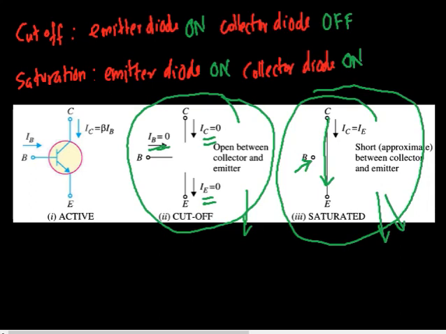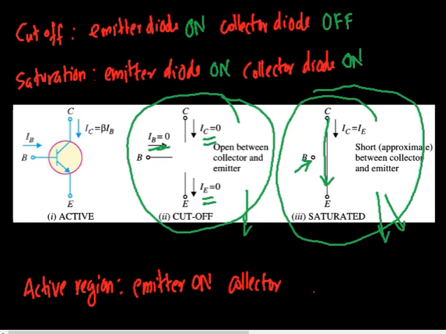In order to use a transistor in the amplifying mode, we should ensure that the transistor is in the active region. For the active region, the emitter diode is forward biased, that is the emitter diode should be on, and the collector diode should be reverse biased, so the collector diode should be off. So this is the condition for the active region.